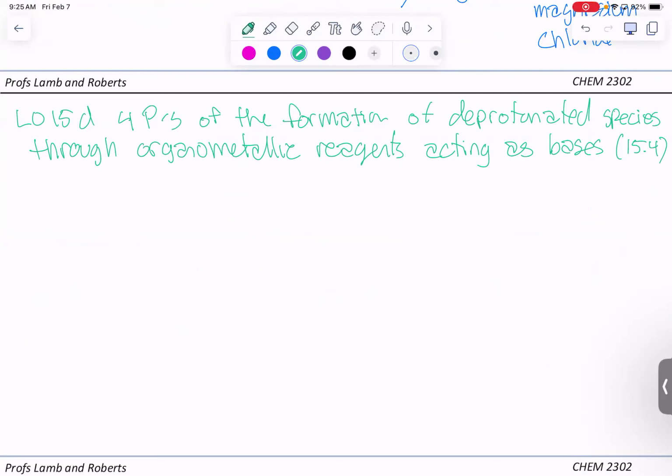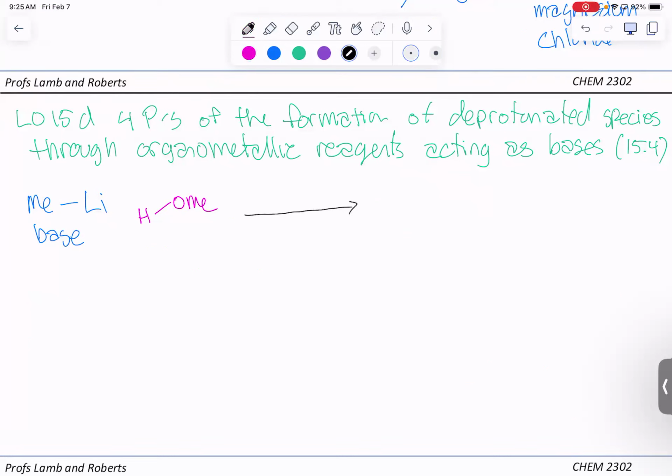This is going to be a really excellent base. All right, so we're going to indicate we have methyl lithium, for example, as our base, but we could, of course, do this with our other organometallic reagents. And let's have something that is going to be an acid. So in this case, we're going to have methanol react as an acid.